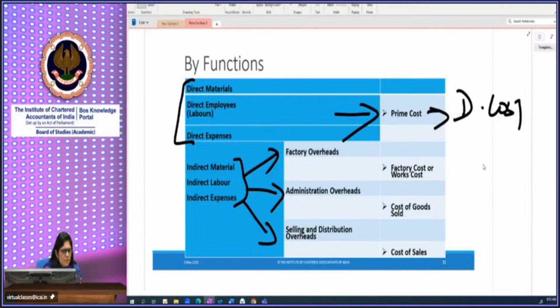Yes, Rushita, this PPT will be shared with you. I guess it must be shared, but yes, it will be shared with you. Don't worry.